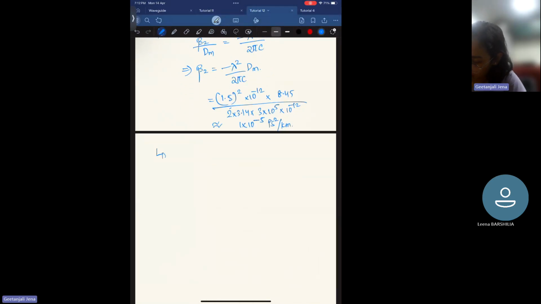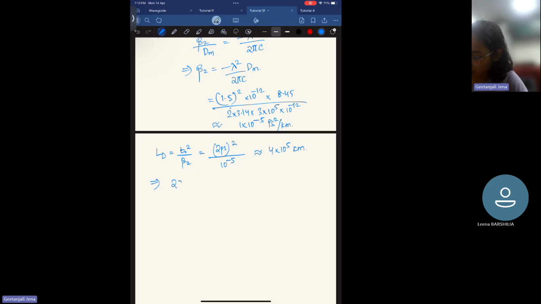That means LD, the dispersion length, is T0 square over beta 2, which is 2 picoseconds square over beta 2, 10 to the minus 5. So this will give 4 into 10 to the 5 kilometer. Okay.